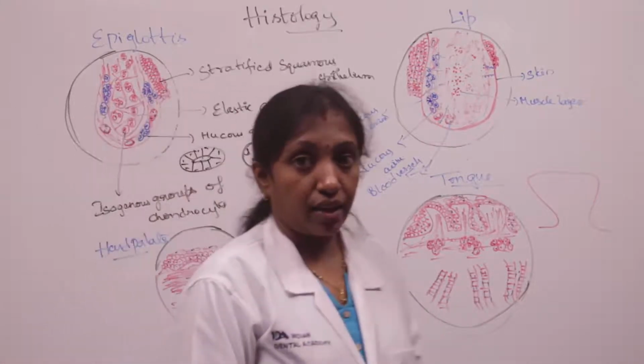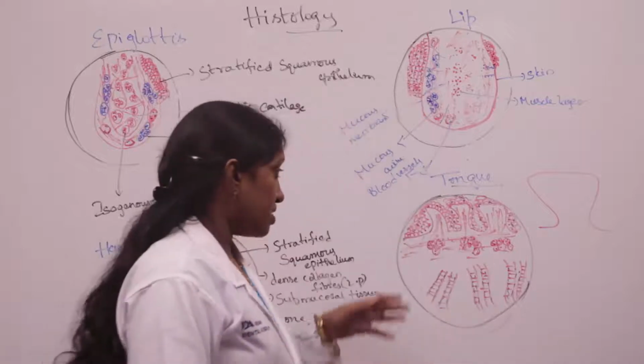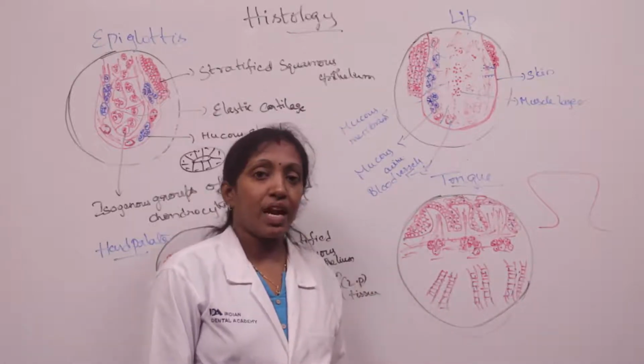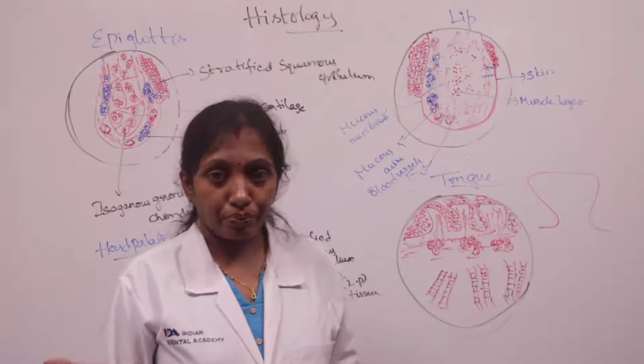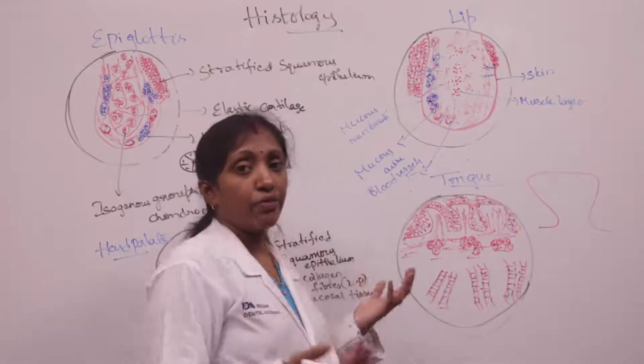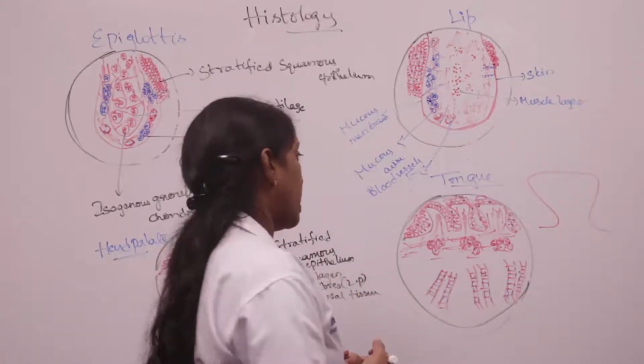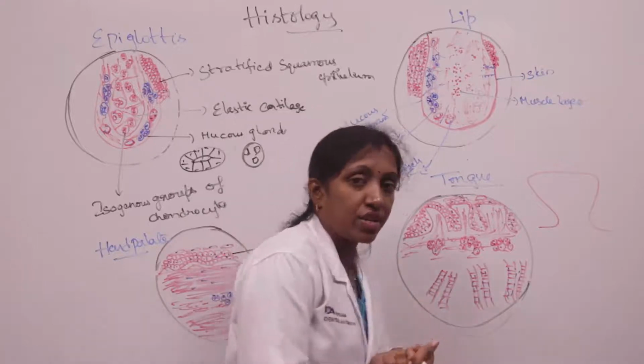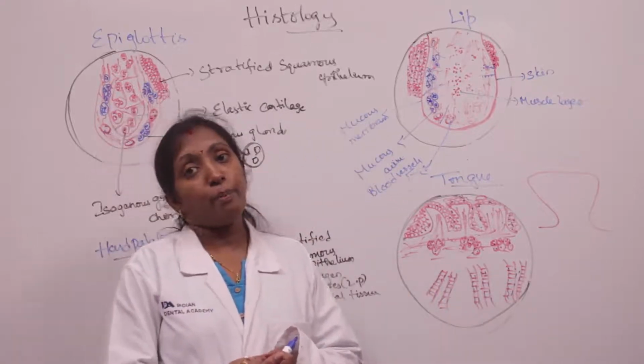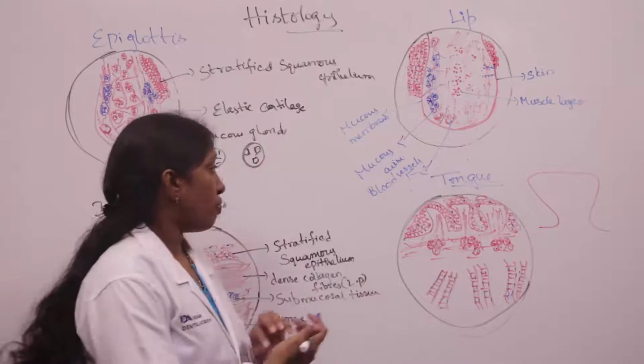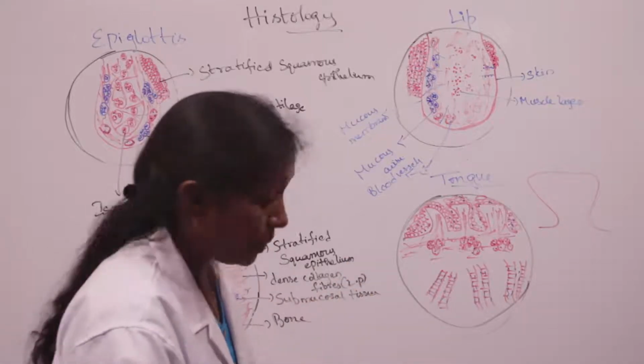And coming to the tongue, we know that the tongue is a muscular organ. Tongue is a muscular organ which helps in speech, deglutition, everything. Tongue is a very important conical muscular organ. So when we take the section of the tongue, we know the tongue consists of papillae, right? What are the papillae present in the tongue?